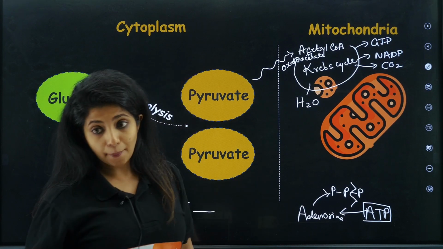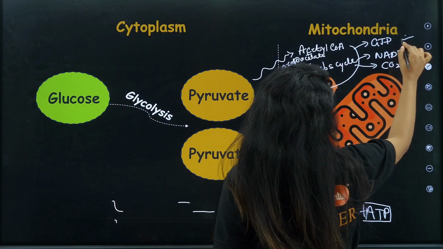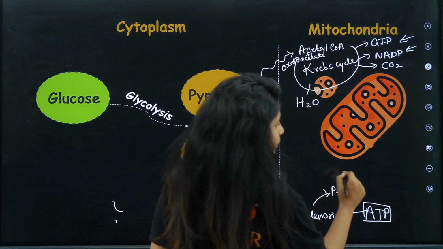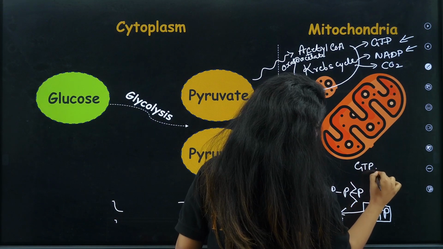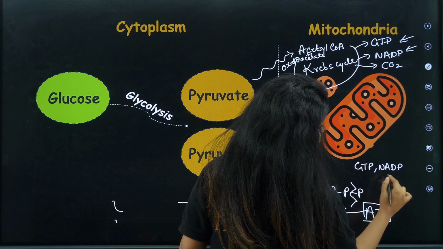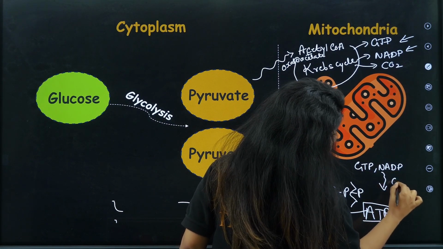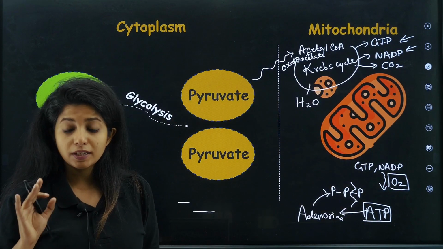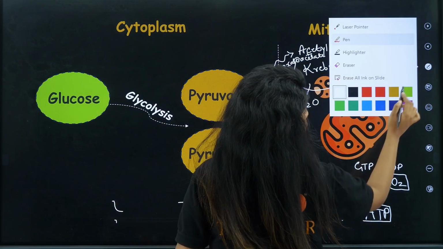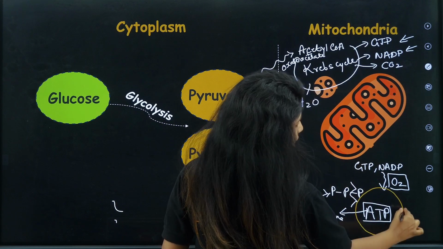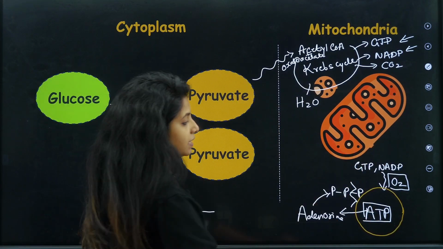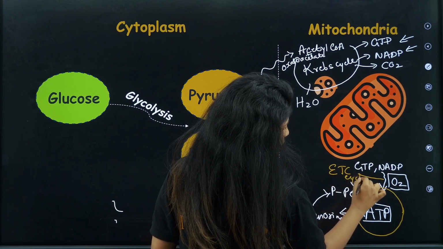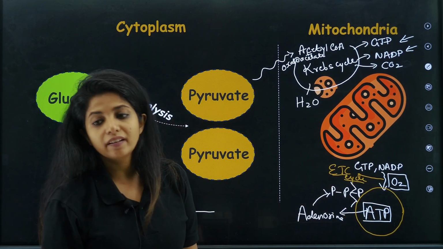Now, the next step happens where these are used up. So GTP, NADP, everything is used up, and also our main guy, oxygen, that we took in while breathing. That presence is also needed to help in the formation of our main guy, that is ATP. And this cycle that is happening over here is known as the ETC cycle. I know you might be confused, which is why I'll be repeating it.